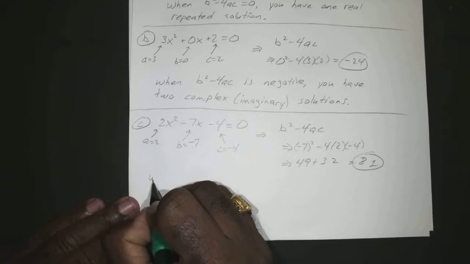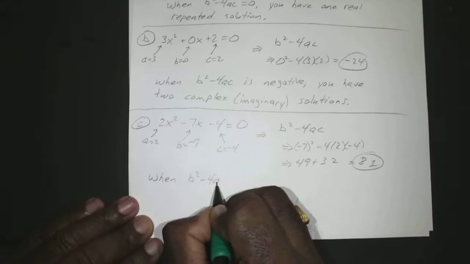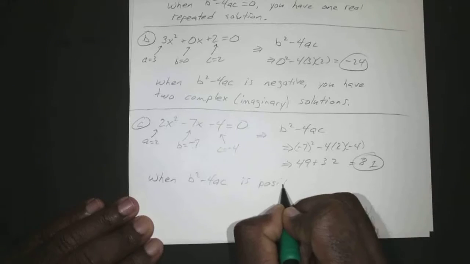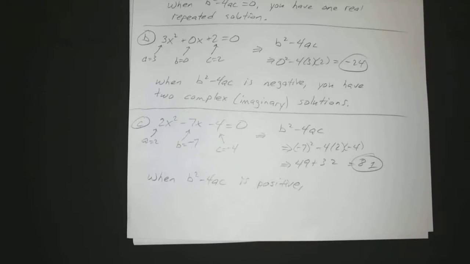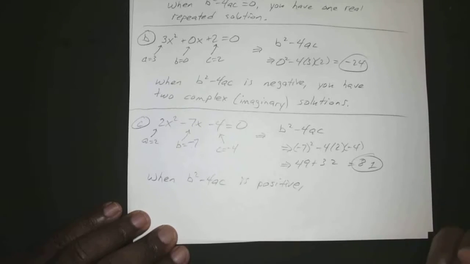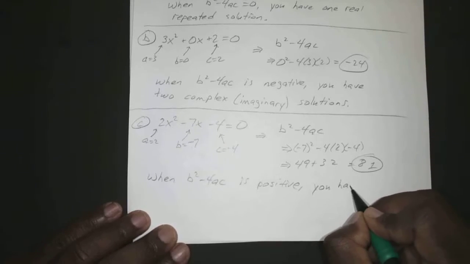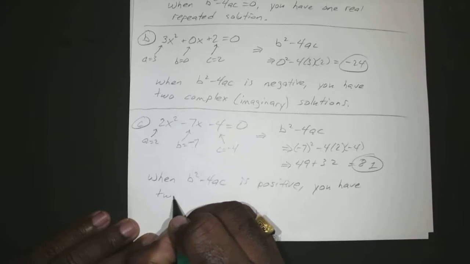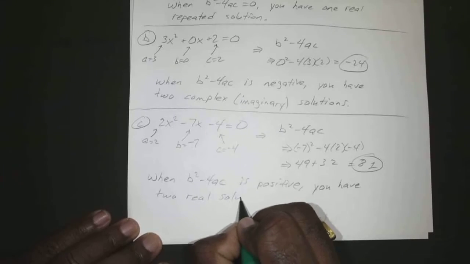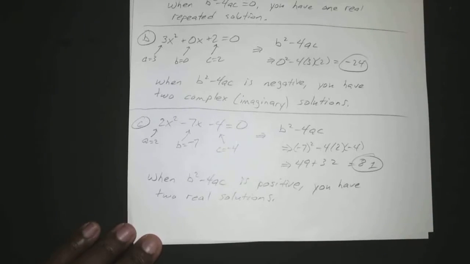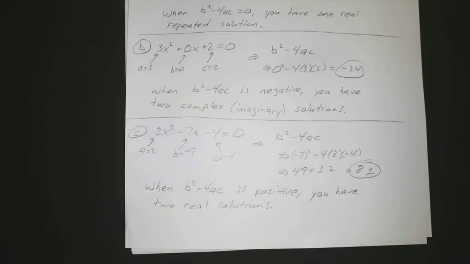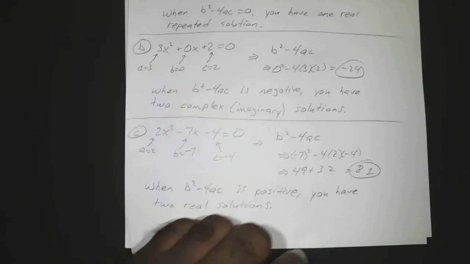Okay. So when b squared minus 4ac is positive, you have 2 real solutions. All right. So any questions on that one? Okay. Leave that up. I think everyone's done.